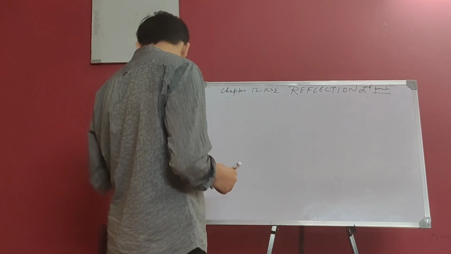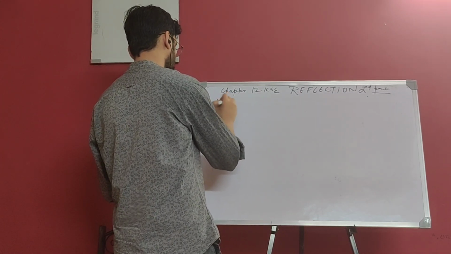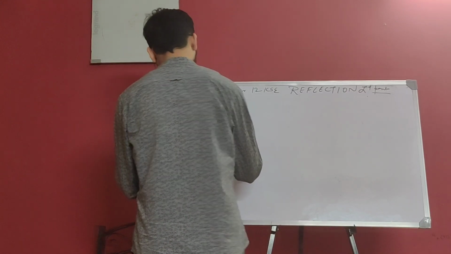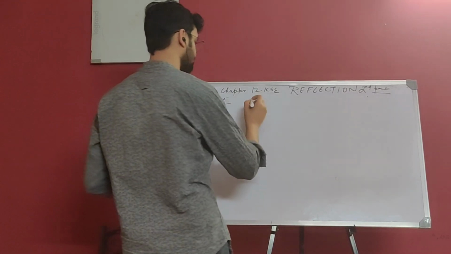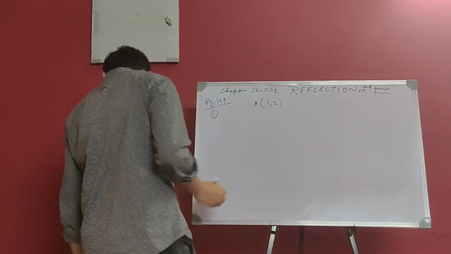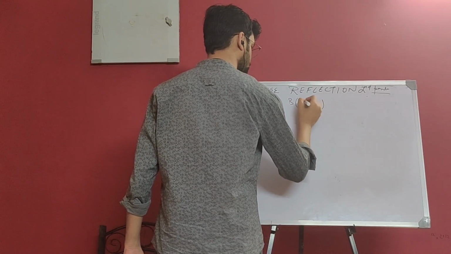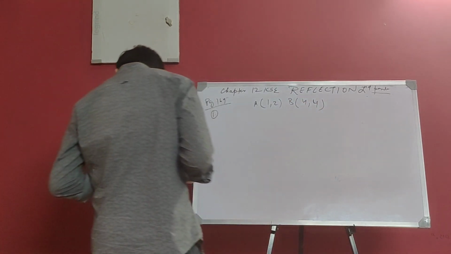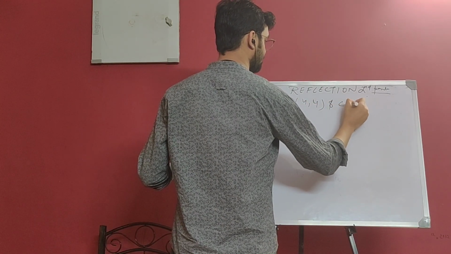So let us go straight away to page number 164. Class, page number 164, question number 1. See, he is telling there is a triangle where A is (1, 2), B is (4, 4), and C is (3, 7). So I have three values.